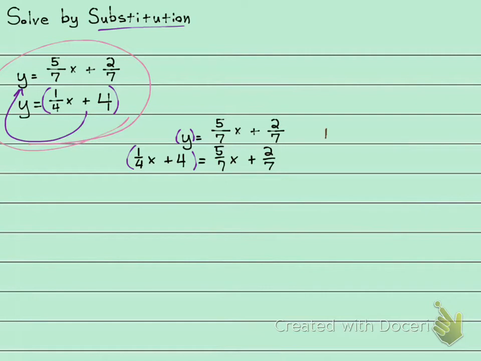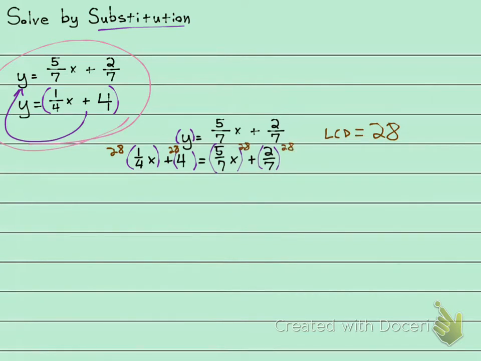If you find your LCD here, when I look at all my denominators, I have 4, 1, 7, and 7. You know that the least common denominator there would be 28. What you can do is multiply everything through by 28, left side and right side. So this term times 28, this term times 28, this term times 28, and this term times 28. And what happens is all of your fractions will go away.